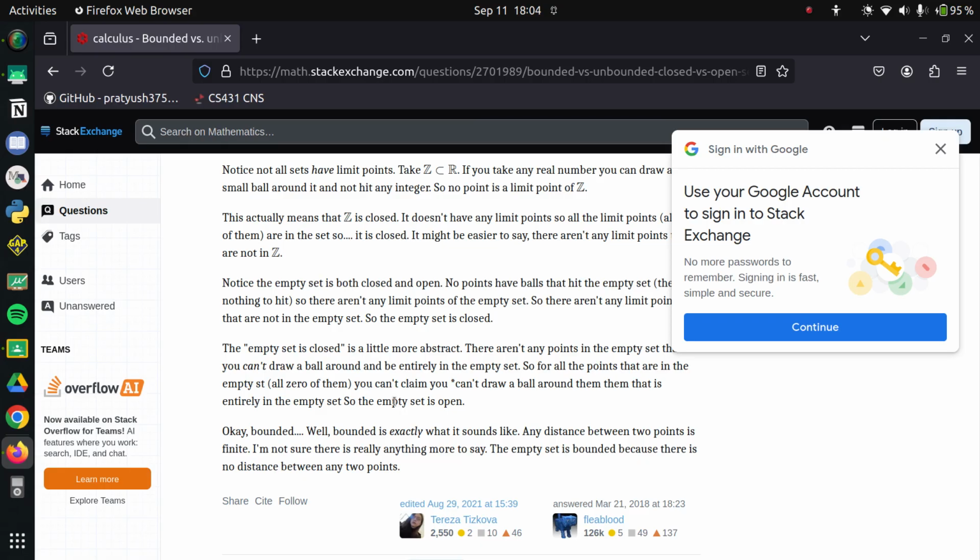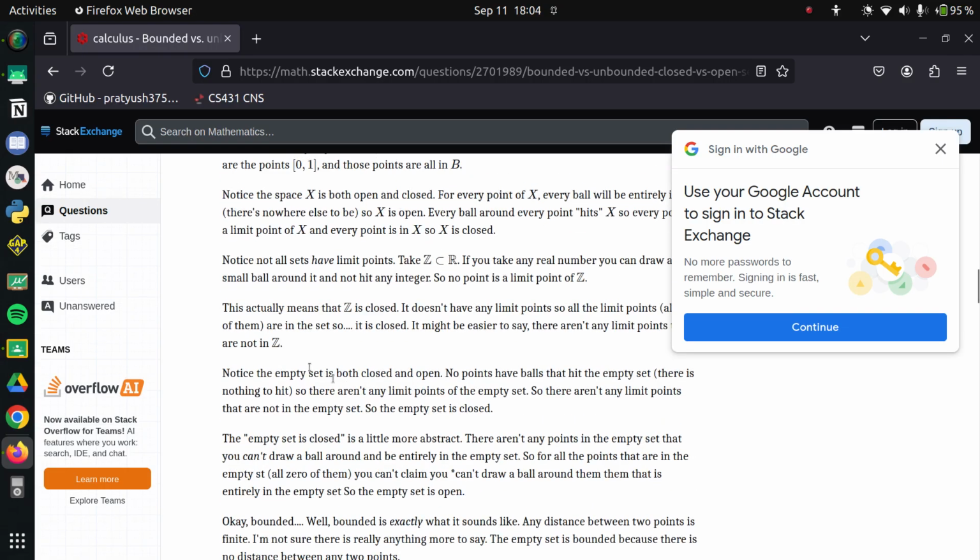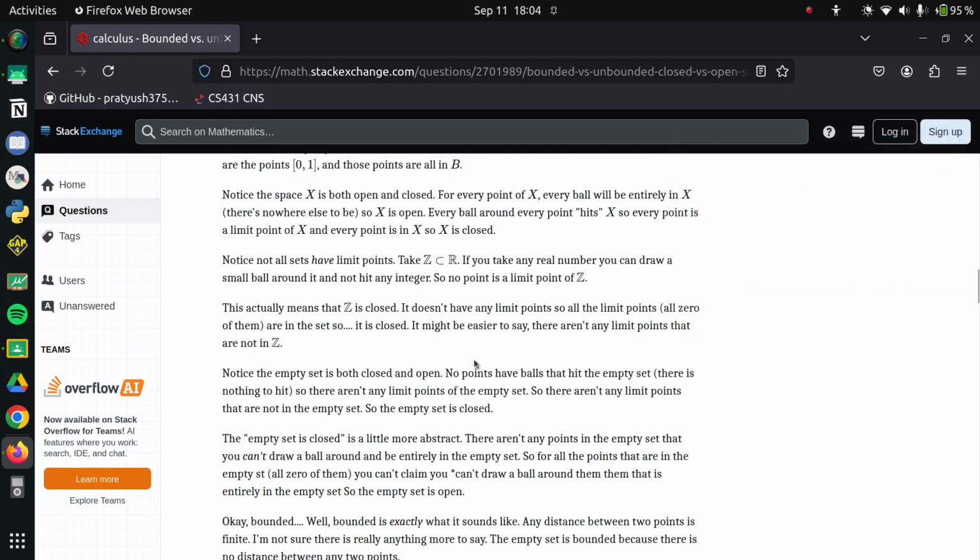What? Okay. The empty set is both closed and open. Okay, because the definitions are orthogonal. They're sort of independent. It's not like one implies the other. That is not going to happen.